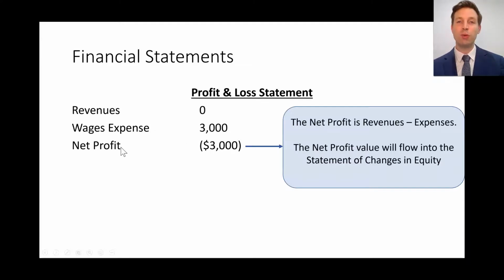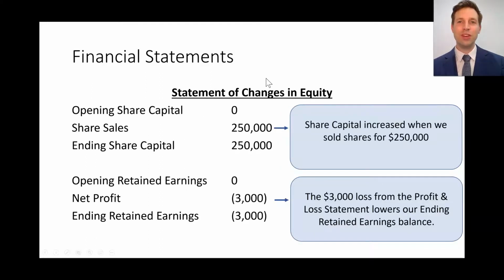So our overall net profit, or in this case a loss, is a $3,000 loss, or negative $3,000 net profit. Net profit is revenues minus expenses, and this net profit figure will then go into our next financial statement, which is called the Statement of Changes in Equity. So here we have the Statement of Changes in Equity, and it has two main sections for us. The first section here is changes in the share capital account.